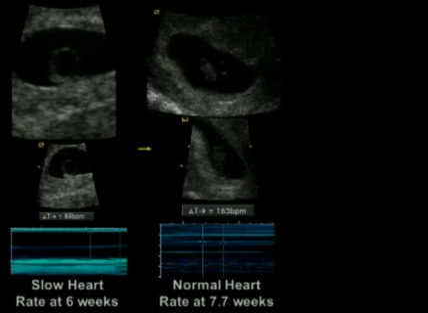At about a week and a half later, at 7.7 weeks, she came back. Now the embryo's grown. The heart rate is fine. It's in the mid-100s, 163 beats per minute. Does that mean that her prognosis is fine? We were worried here, but now it's fine.